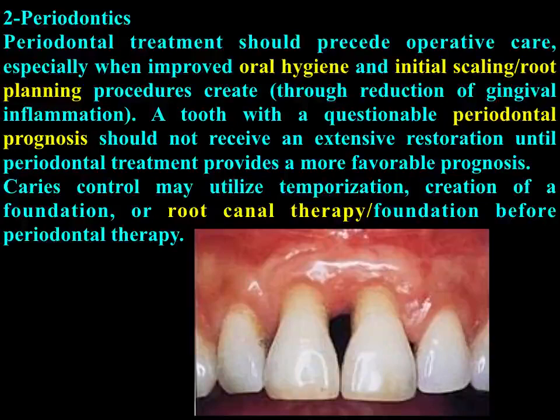Caries control may be utilized, with temporization and creation of a foundation, or root canal treatment before periodontal therapy. In a case of perio-endo involvement, treatment should be started with the endodontic treatment because the tooth has two problems, periodontitis and pulpitis. So we start with the endodontic treatment before periodontal therapy. In other cases, the periodontal treatment should precede the operative treatment.